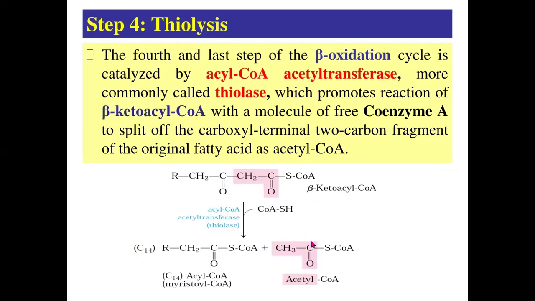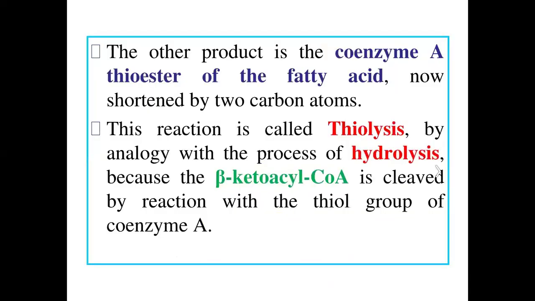And this is one cycle of the beta oxidation. We have one acetyl-CoA that is produced, and the fatty acyl-CoA that we started with, palmitic acid or palmitoyl-CoA, is now shortened by 2 carbons. We now have acyl-CoA as the 14 carbon activated myristic acid, which is in the form of what? Myristoyl-CoA. Now, the other product is the coenzyme A ester of the fatty acid, now shortened by 2 carbons.